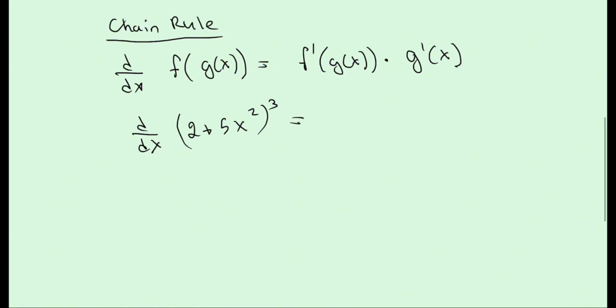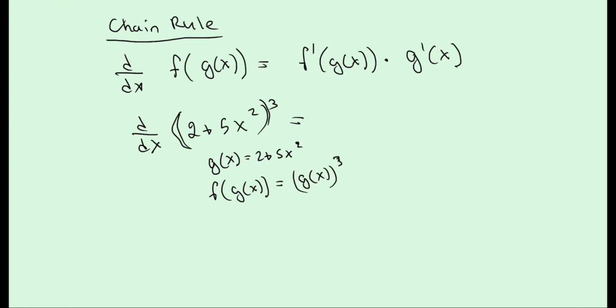This would equal the derivative of the outer function. In this case, the inner is 2 plus 5x squared, and the outer is g of x cubed. This is the outer function. So in order to derive the outer function, we're going to use the power rule. So we're going to have 2 plus 5x squared raised to the power 3 minus 1, which is 2. We just derived the outer function.